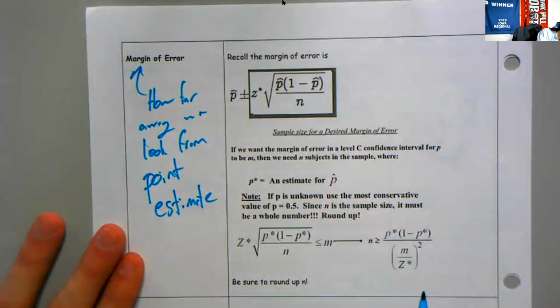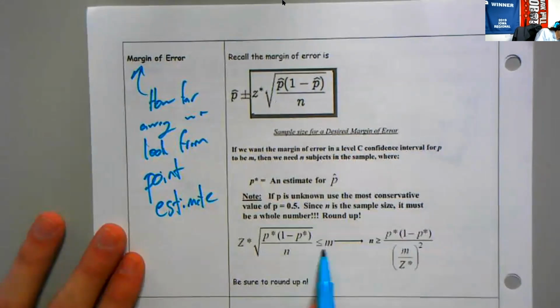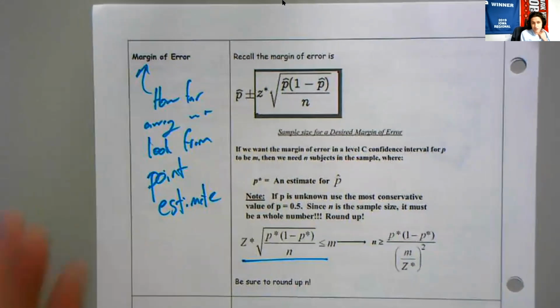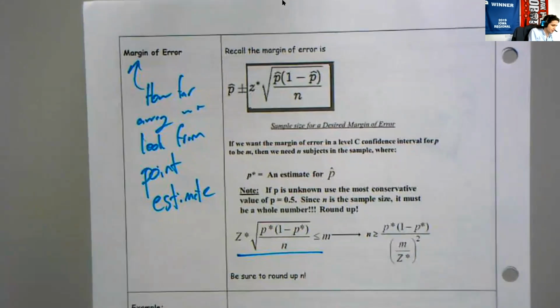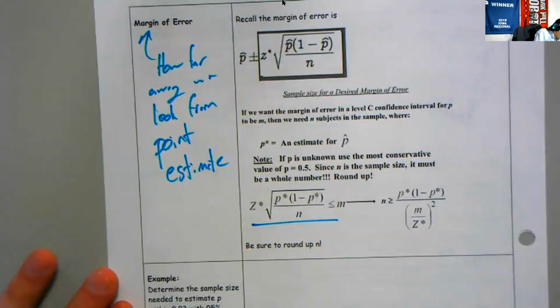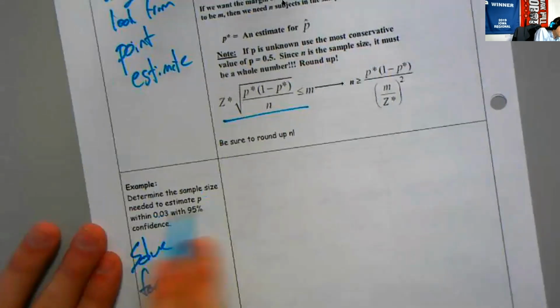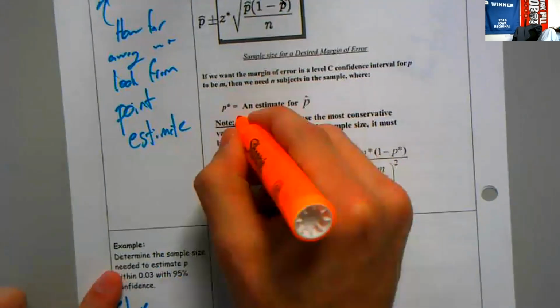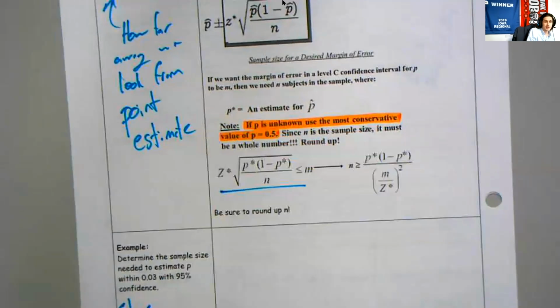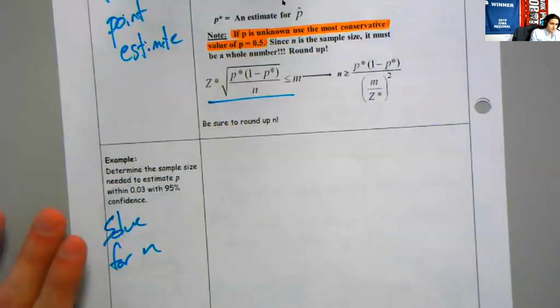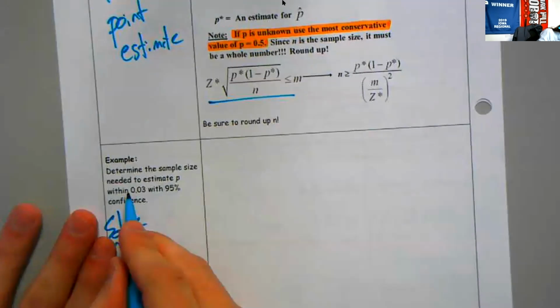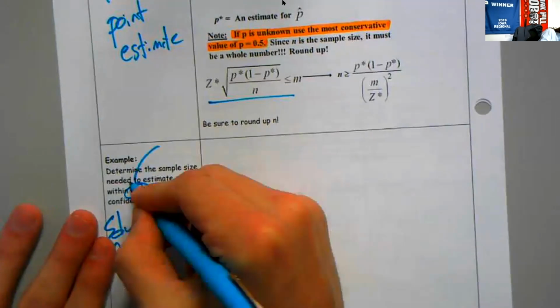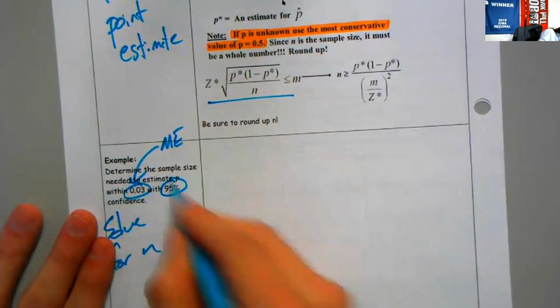Sometimes we need to calculate for a given margin of error. And this is the hardest algebra we're going to do in this course. Sometimes when calculating for a given margin of error, we have to do a little bit of algebra to solve for sample size. So what are we really doing here? Solving for n. Determine the sample size needed to estimate p within 3% with 95% confidence. Reminder, this p is unknown. We're going to use the most conservative value of p equals 0.5. So what are we saying here? Estimate within 3%. So 3%, that's my margin of error. 95%, that's my confidence level.